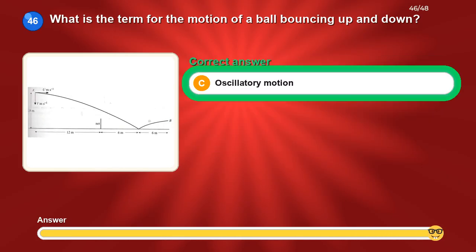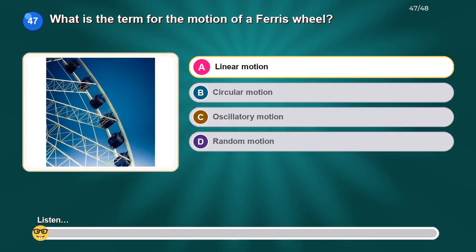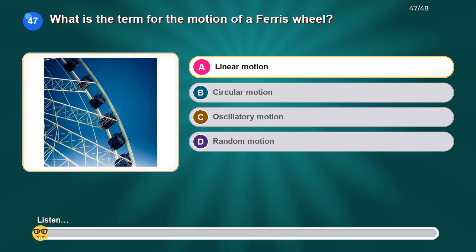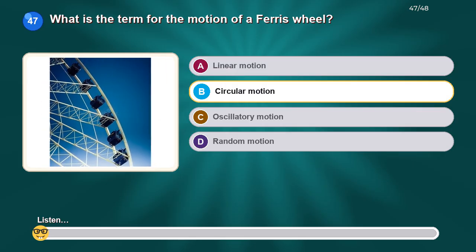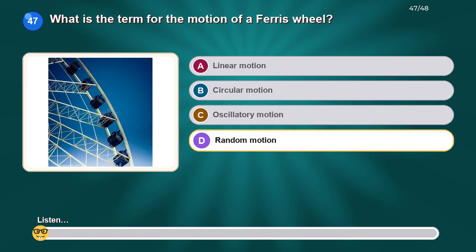The correct answer is oscillatory motion. What is the term for the motion of a Ferris wheel? Option A, linear motion. Option B, circular motion. Option C, oscillatory motion. Option D, random motion.